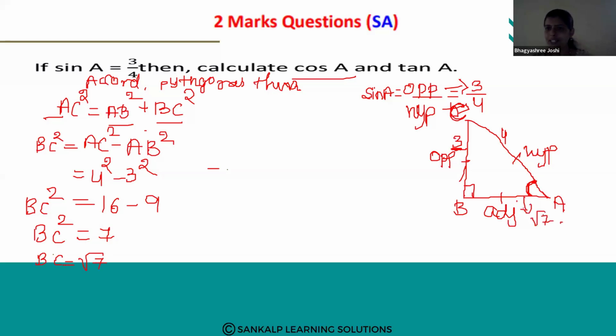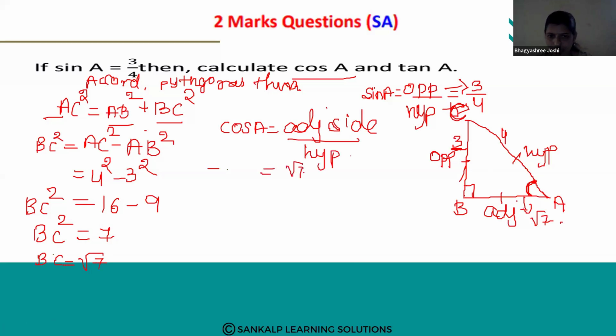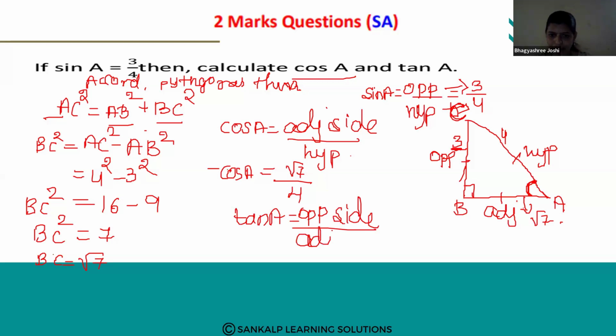So now it is easy to find the value of cos A and tan A. Yes, cos A means what? It is adjacent side divided by hypotenuse, right? Adjacent side value is root 7, hypotenuse is 4. This is the value of cos A. Okay, and tan A. Tan A means it is opposite side divided by adjacent side. Yes, opposite side.